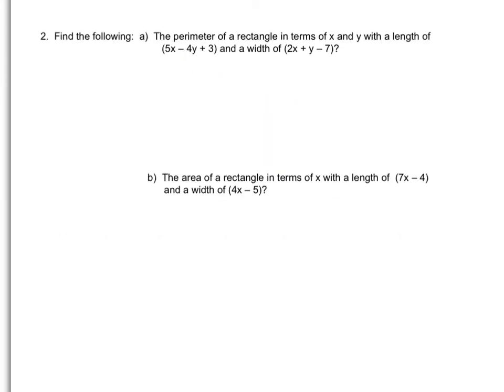Okay, number 2 says find the following. We want to find the perimeter of the rectangle in terms of x and y with a length of 5x minus 4y plus 3 and a width of 2x plus y minus 7. When I see a problem like this, the first thing I want to do is draw a picture of the shape that they give me. They're saying rectangle, so I'll draw a rectangle.